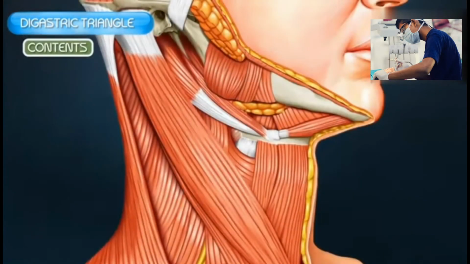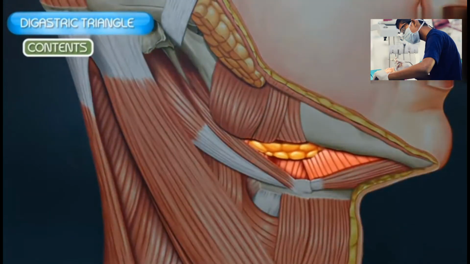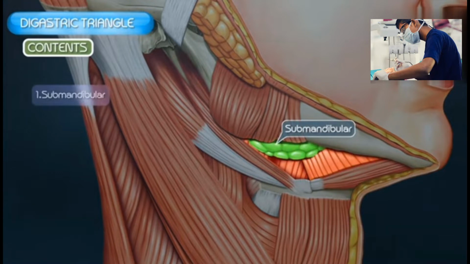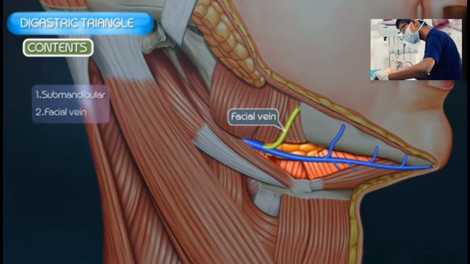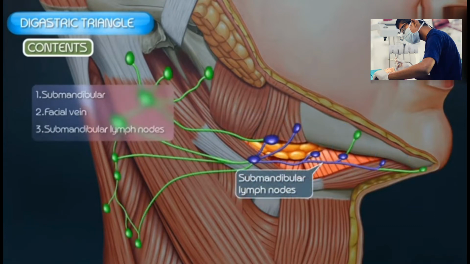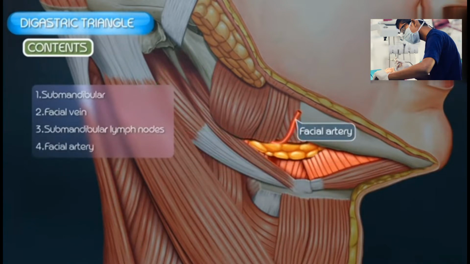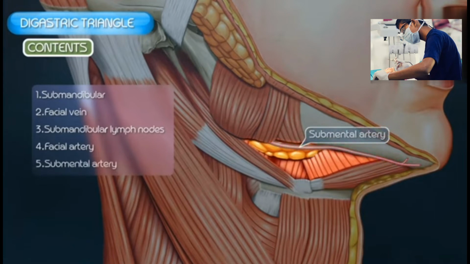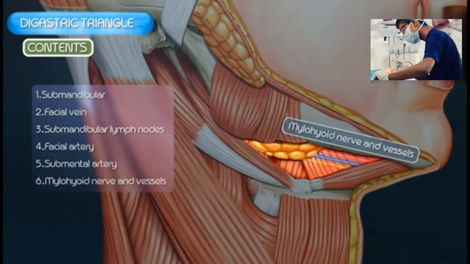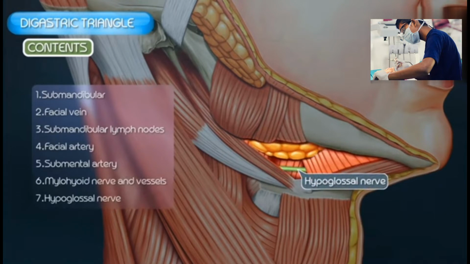Muscles form the floor of the digastric triangle, and the contents of the digastric triangle are the superficial part of the submandibular gland, facial vein, submandibular lymph nodes, submental artery, mylohyoid nerve and vessels, and hypoglossal nerve. These are the contents of the digastric triangle.